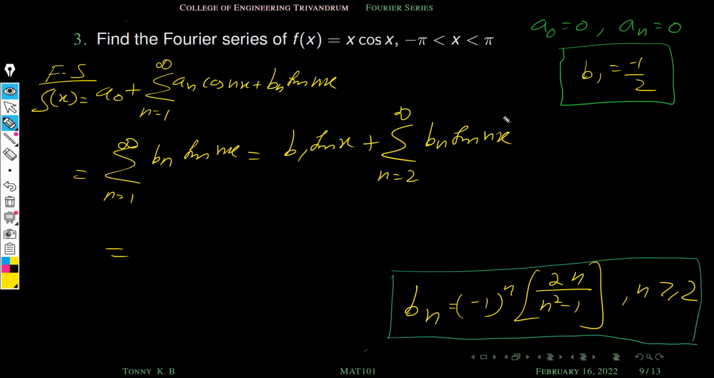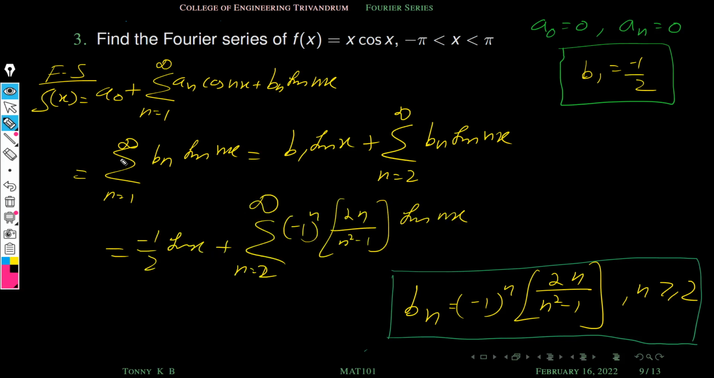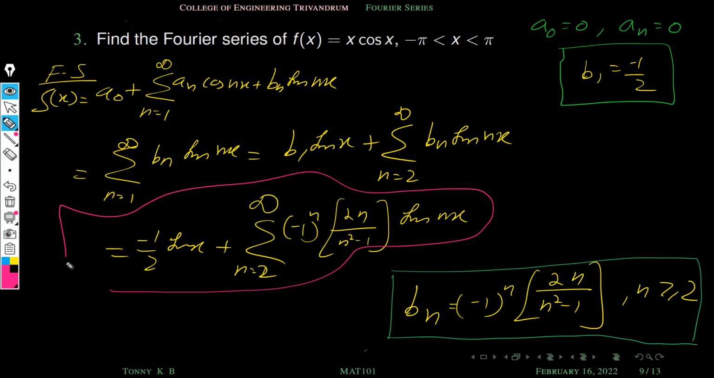So what is our b1? b1 is minus 1 by 2, so minus 1 by 2 sin x plus. Okay, so our Fourier series is minus 1 by 2 sin x plus sigma n equal to 2 to infinity. What is our bn? bn is minus 1 raised to n, 2n by n square minus 1, sin nx. Okay, so this is the Fourier series of this function in this interval. Okay, this is the Fourier series.